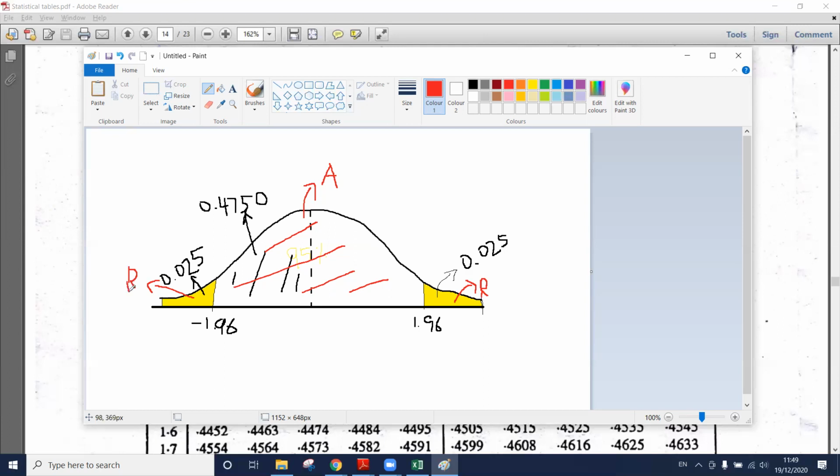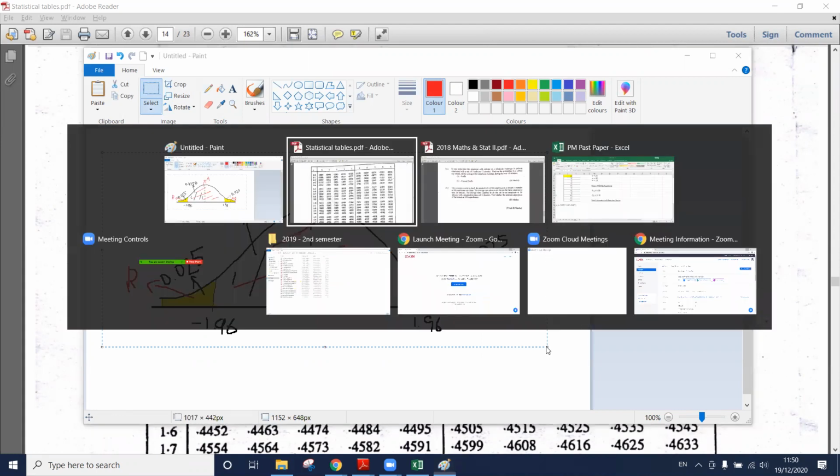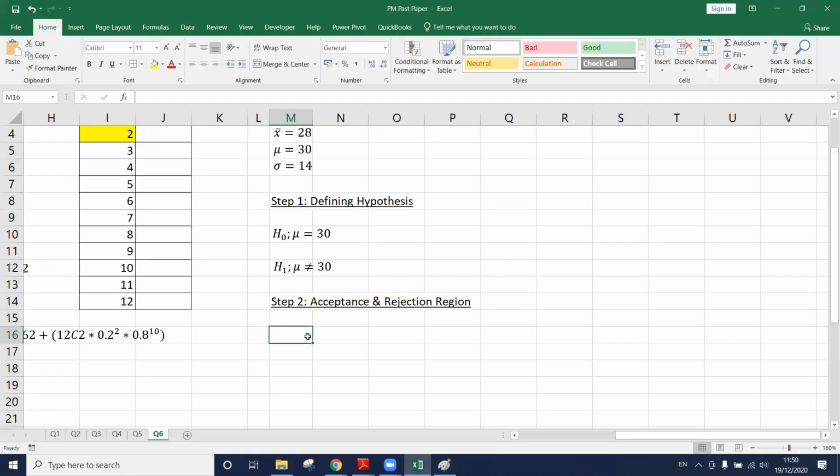Based on the hypotheses H0 and H1, we need to decide whether it is one-tailed or two-tailed. Since it says equal or not equal, this is a two-tailed test, so we need to highlight both sides of the graph. Then, based on the level of significance or confidence interval, we determine the Z values, and clearly mention the acceptance region and the rejection region. That is our second step.